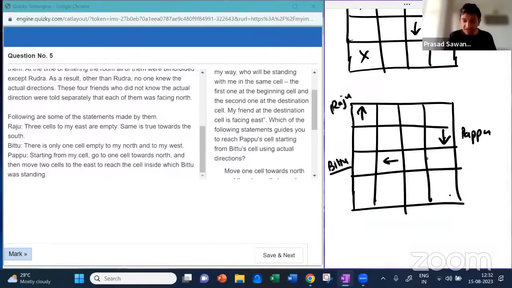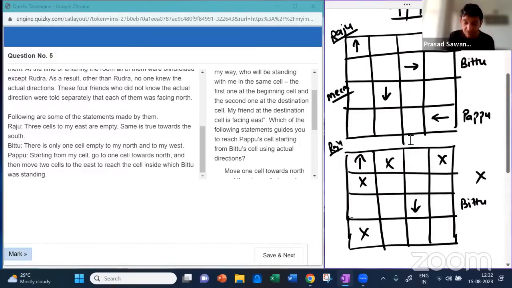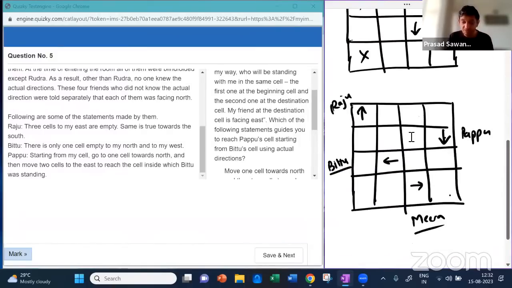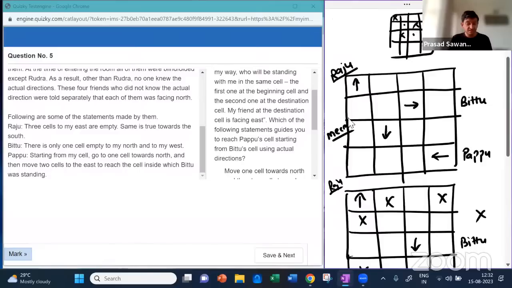So up, down, left, right should be the last one, and it should be this one. Because this is covered, this is covered, this is covered, this one has to be covered. Who is this? This is Meera. Yeah. So these two cases are present. So Raju is present here. Bittu, Pappu, and Meera are there. Okay. Let's see.